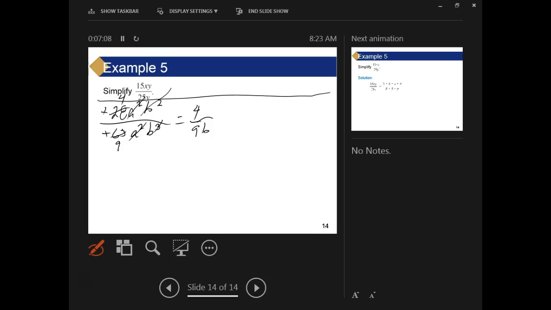Good for them. They got it right. How about this one? X squared plus 4x divided by x squared minus 16. Now this one's a little different because this is a binomial. Monomials are pretty easy to work with. Binomials are hard, but they're a little different. What would be your approach on the binomials?